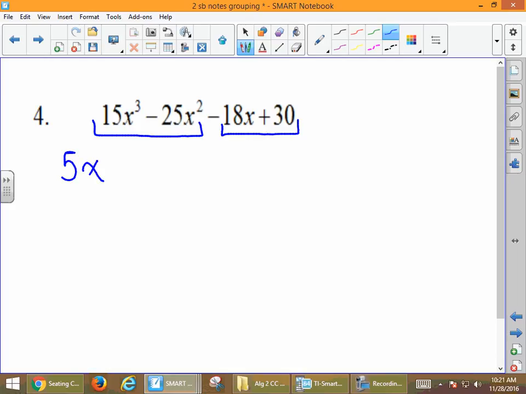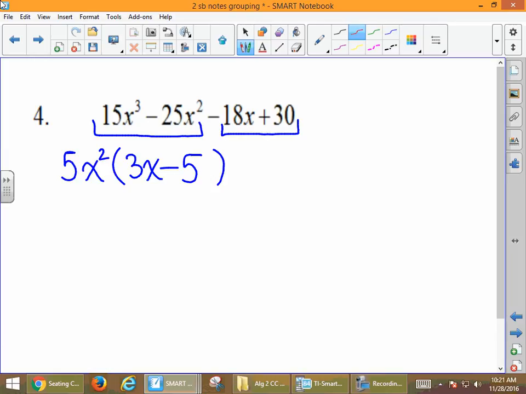5x squared. We're taking the smallest exponent between x cubed and x squared. When we factor that out, to look at our remaining values in our parentheses, we're going to divide. 15 divided by 5 is 3. X cubed divided by x squared. We had 3 x's, we took out 2, so there's 1 left. 25x squared divided by 5x squared is simply 5. We had 2 x's, we took them both out, so we're not going to write them down again.